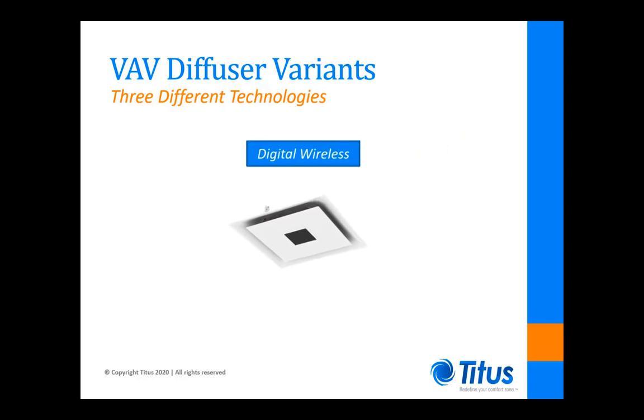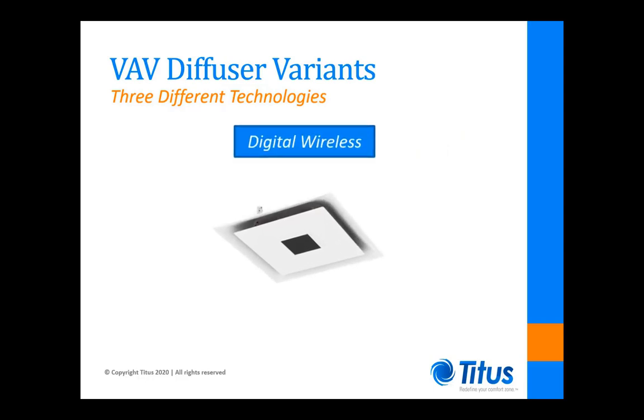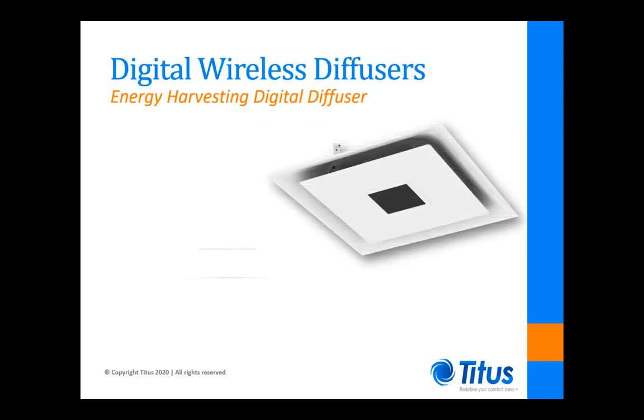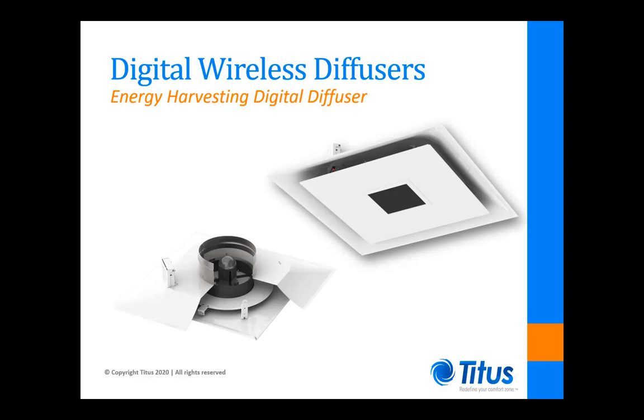Finally, I will briefly discuss the latest innovation in VAV diffusers, a wireless digital version powered by ambient light. A photovoltaic cell is fitted to the centre of the diffuser face, which harvests light energy from the room, which is converted to electrical energy to power the unit.